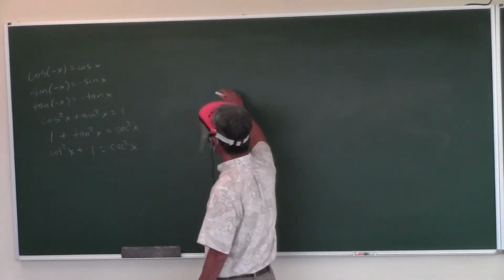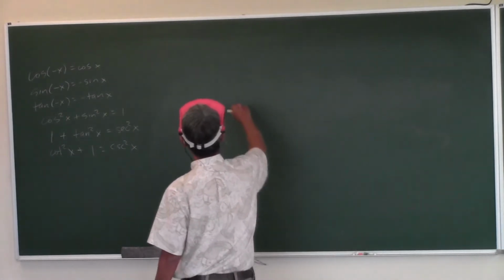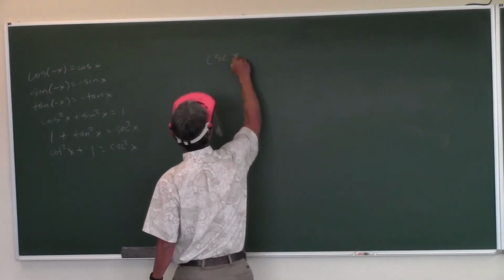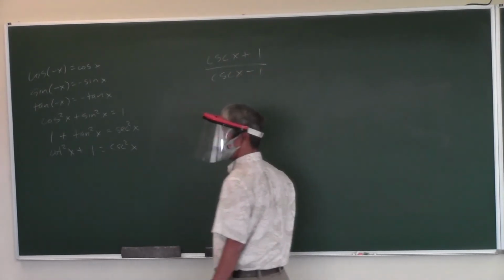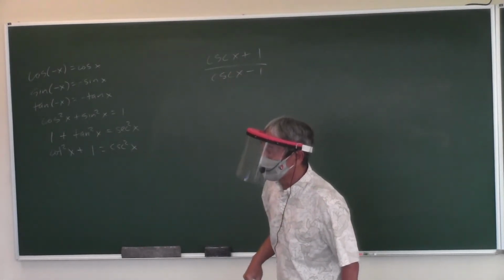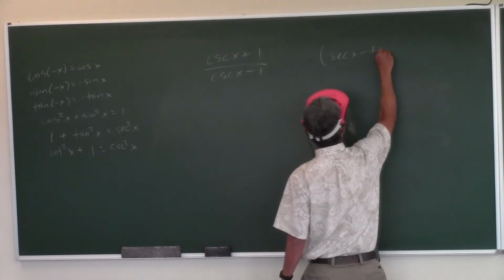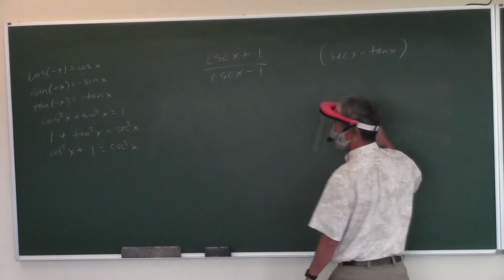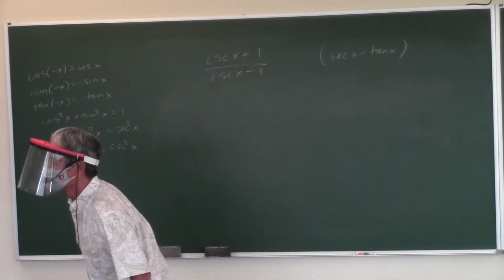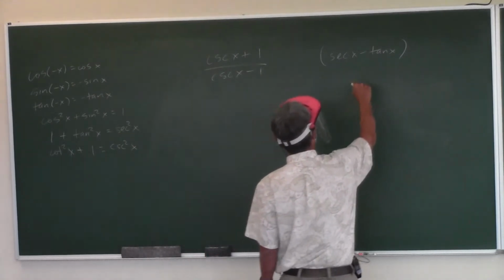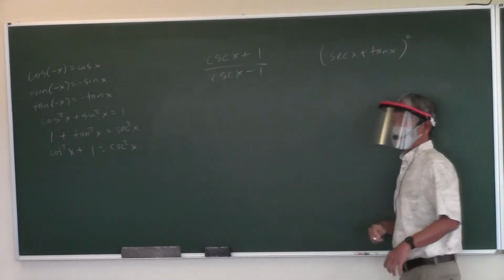So we're going to prove, oh gosh, I can't even see it from this far. Cosecant x plus 1 all over cosecant x minus 1 is equal to secant x plus tangent x quantity squared. Is that correct? Oh, plus. Okay, so how do we prove this?